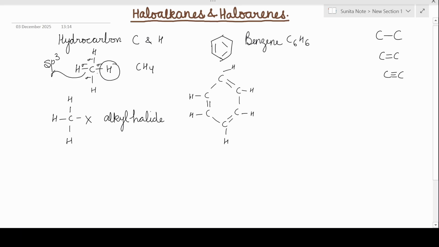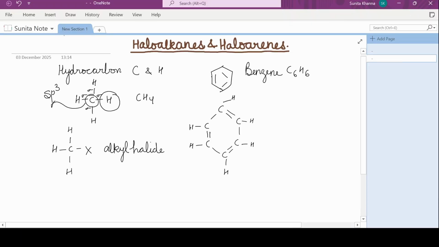So here this carbon atom is sp3 hybridized, this carbon is an sp3 hybridized carbon atom. 4 sigma bonds means sp3 hybridization. Now here this is the sp3 hybridized carbon atom to which the halogen atom is attached. So the alkyl group contains an sp3 hybridized carbon atom. Now coming back to the structure of benzene.